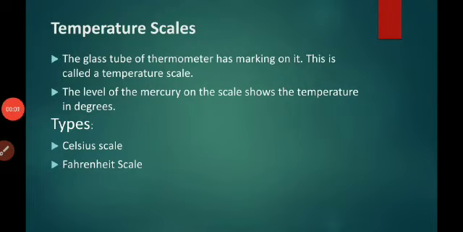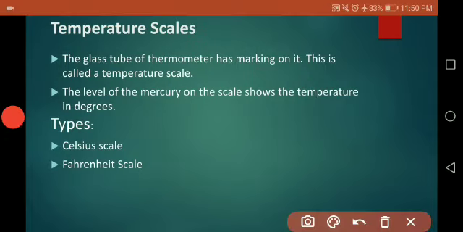The thin glass tube of the thermometer has markings on it. This is called the temperature scale. The level of mercury on the scale shows the temperature of the body in degrees. As I told you before, when the mercury goes up, it means it is getting hotter. When the mercury drops, it means it is getting cooler. Basically, here we have two types of temperature scales, the Celsius scale and the Fahrenheit scale.